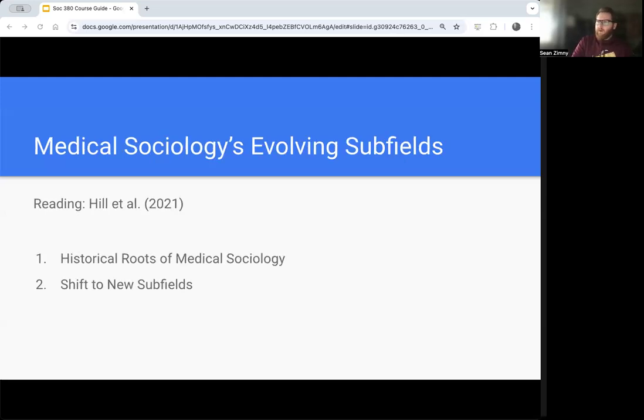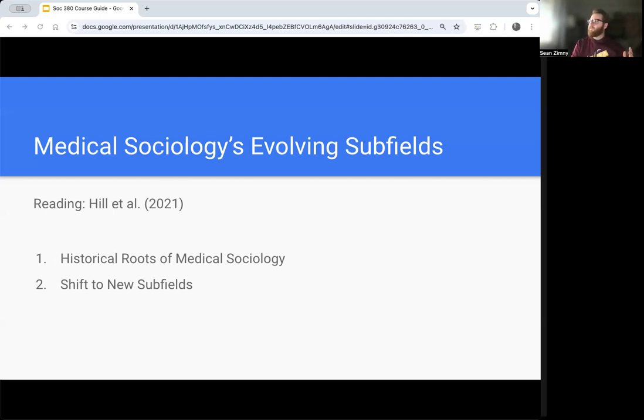Medical sociology's evolving subfields. This reading also looked at some subfields of medical sociology. Medical sociology has evolved, right? In the Hill reading, they discussed this. Medical sociology now includes a lot of specialized areas such as mental health, bioethics, and the study of medical technology. Think about how the conversation around mental health has increased more and more, especially in your generation, that we're talking about mental health more.